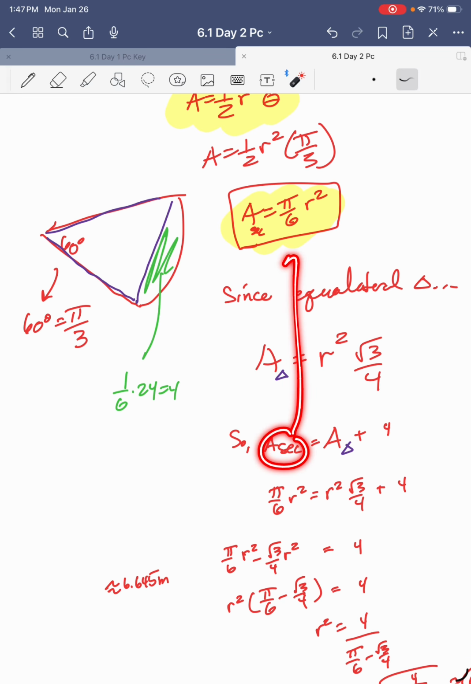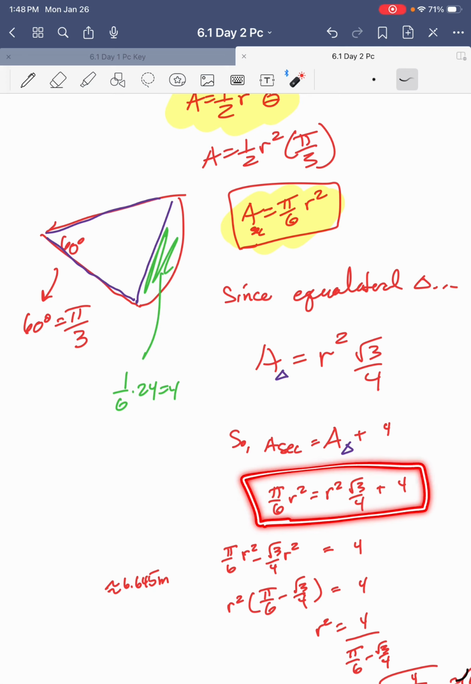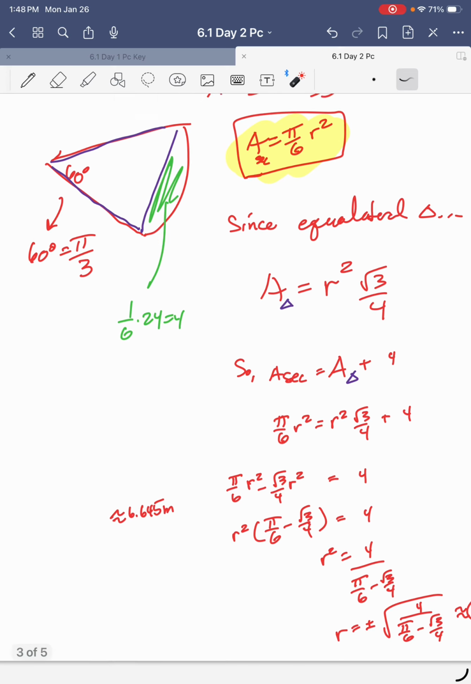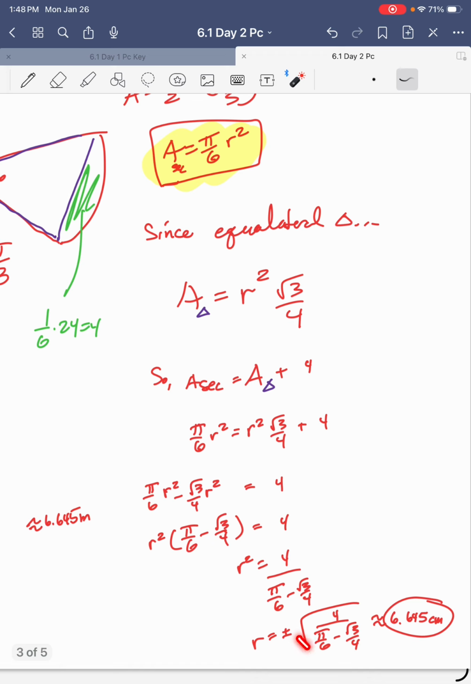Well, guess what? We just said up there that the area of the sector was pi over 6 r squared. The area of the equilateral triangle we just said was this much. And then that plus 4 is that little bitty green part that's added on. So now I have one equation with one unknown. And I just solve it for r by moving everything over to this side, factoring out the r squared, and then dividing. So I'm really close here. Since I have r squared, I just take the square root of both sides, and I get plus or minus the square root of this. But we know the radius must be positive, so it turns out to be approximately 6.645 centimeters.